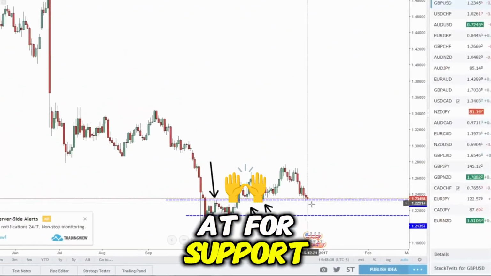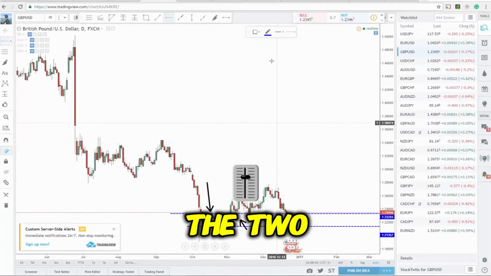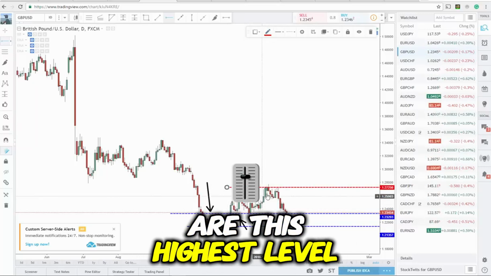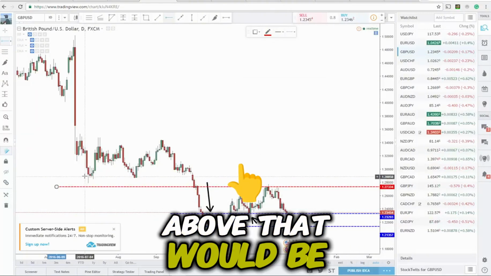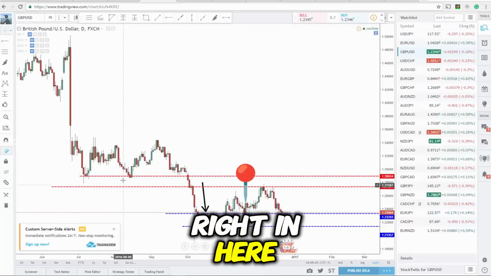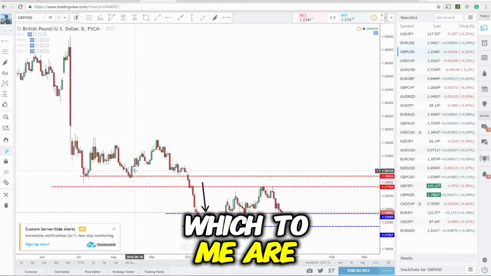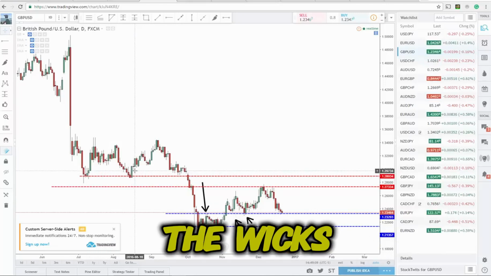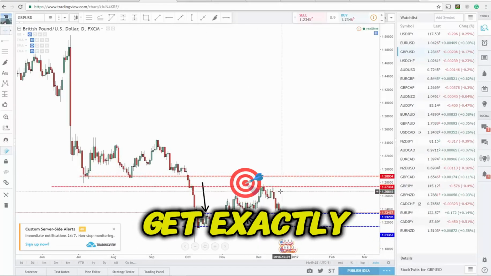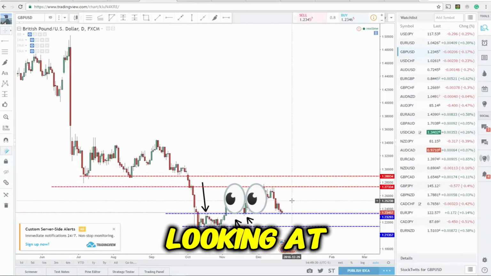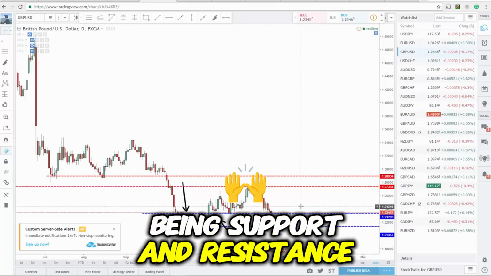Now, as for resistance, the 2 levels that I see and think of as significant are this highest level here, and the level directly above that would be right in here. And when I'm placing these lines, guys, I always go by the bodies of the candles, which to me are of more significance than the wicks. Now, that being said, I don't have to get exactly to these lines. This is more of a zone that I'm looking at being support and resistance.